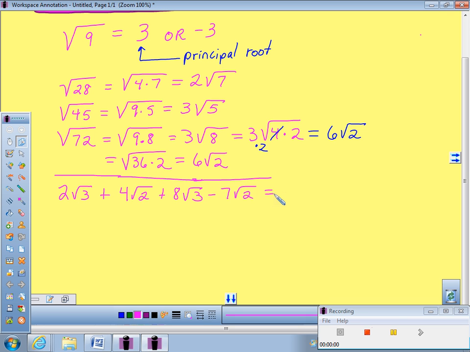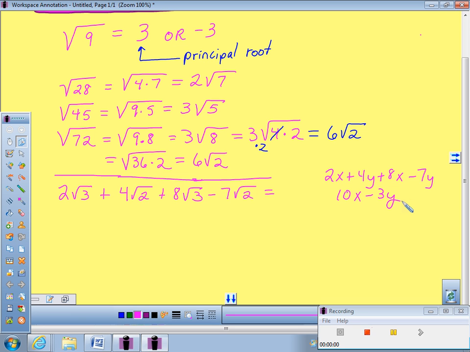Well, adding and subtracting roots is just like how we add and subtract variables. If I gave you 2x plus 4y plus 8x minus 7y and said, simplify that, you always go, hey, I can combine the like terms. I can combine the ones that are the same variables. And we add the coefficients in front. We say, hey, 2x plus 8x is really 10x. 4y minus 7y is really negative 3y, and we have our simplified answer.